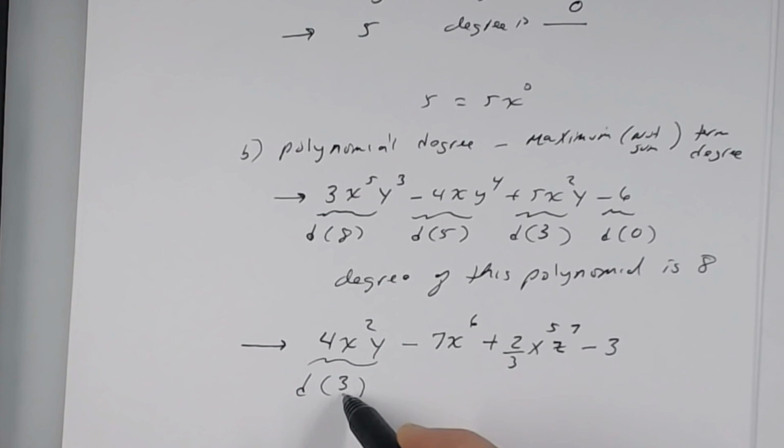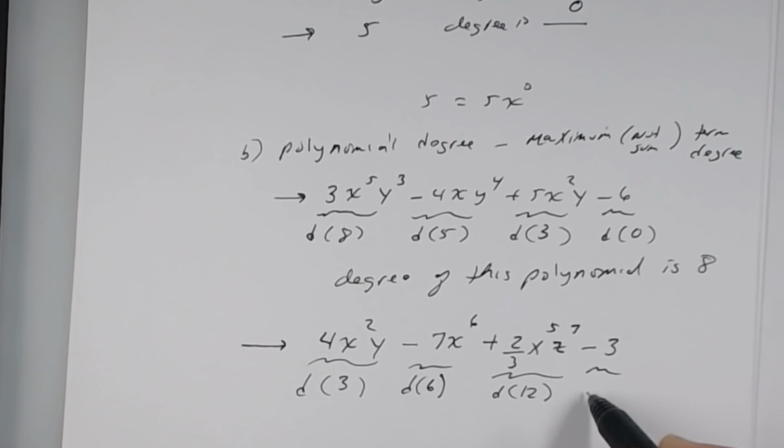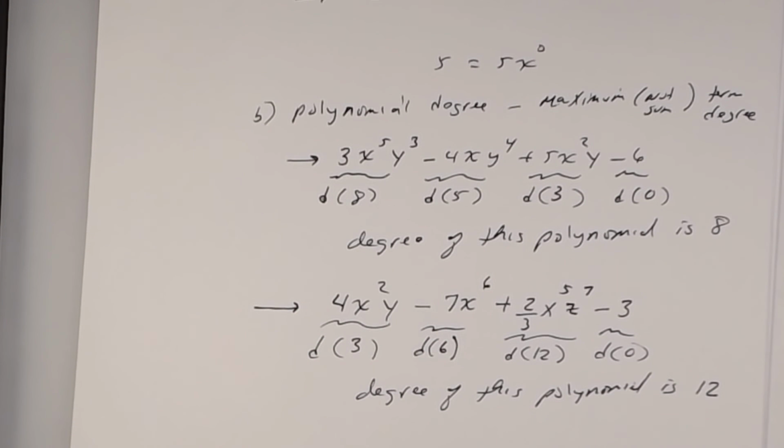So this term is 3. What's the degree of this term? 6, right? What's the degree of this term? 7 plus 5 is 12. And what's the degree of this term? 0. So the degree of this polynomial is what? 12. Okay? All right.